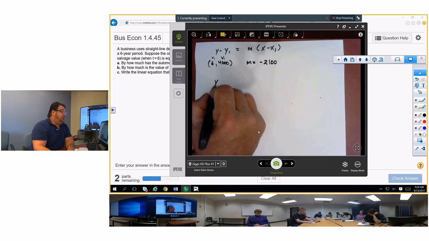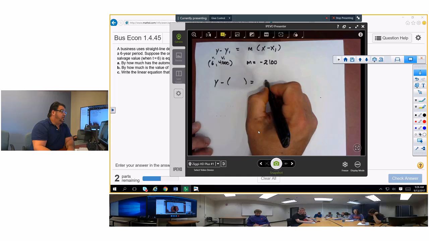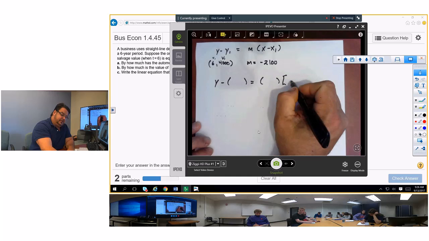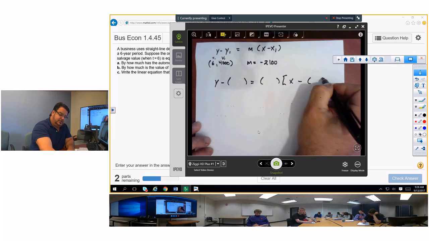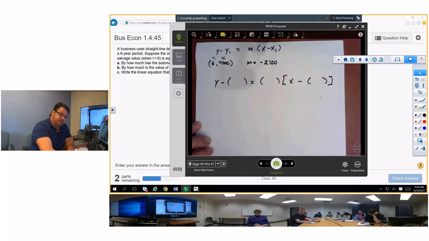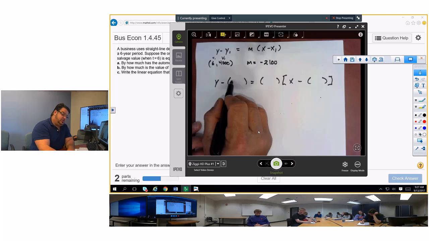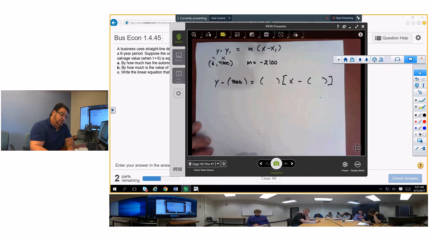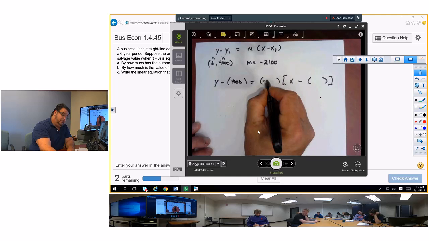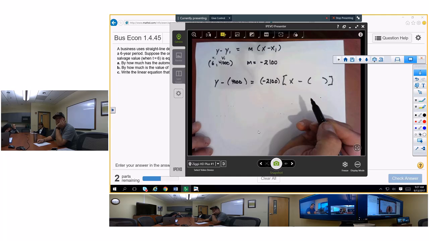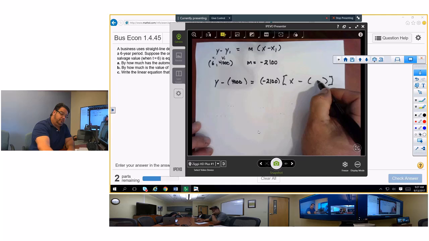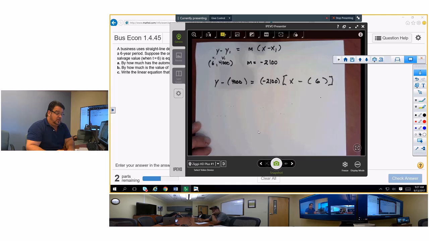y minus parentheses equals parentheses times x minus parentheses. Plug and chug. What goes here? 4,000. That's right, class. What goes here? Negative 2,100. Good job. And what goes here? 6. Now simplify it.